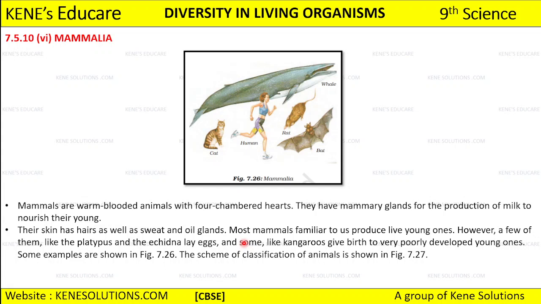Some of the amphibians we have still lay eggs, but they are amphibians. Some, like kangaroo, give birth to very poorly developed young ones. Some examples have been given here: cat belongs to this class Mammalia, we humans belong to this class Mammalia, and whale, rat, bat are all animals included in this class. And the scheme of classification of the animals is shown.